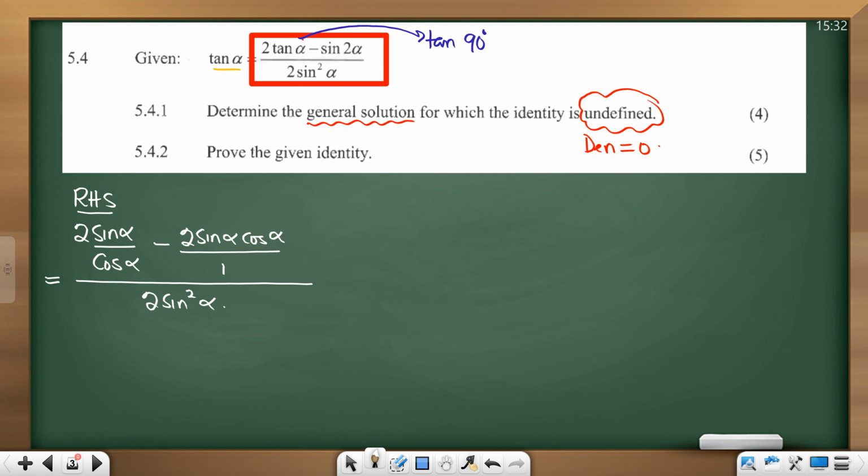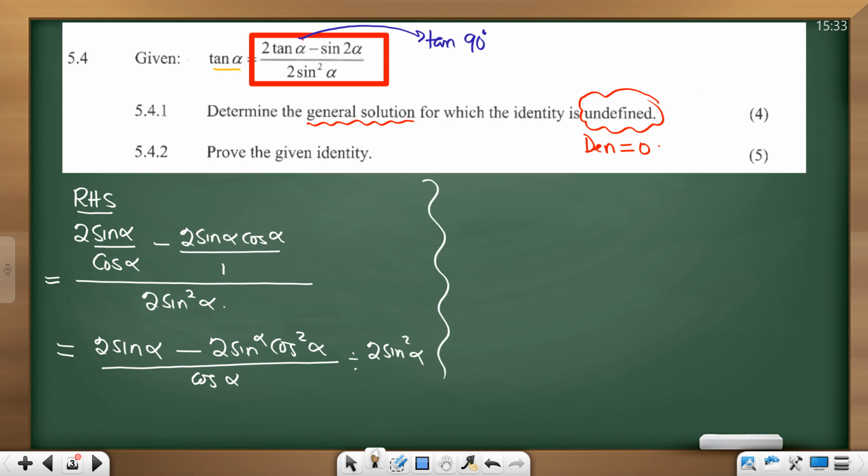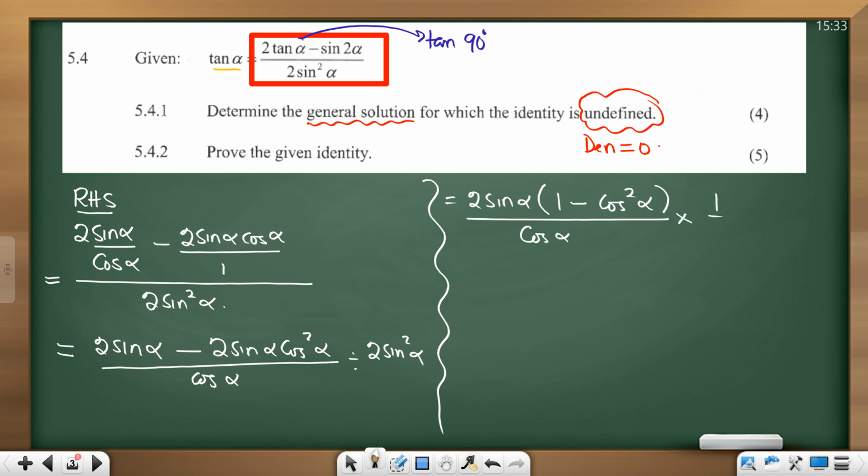Can we deal with the top? It's fractions, right? We know how to do the common denominator. 2 sine alpha minus, can we multiply across now again? What do you have? 2 sine alpha cos squared alpha over cos alpha, divided by 2 sine squared alpha. We would see where we're going. I see that 2 sine alpha is common, right? Can we factorize? Equals 2 sine alpha, 1 minus cos squared alpha over cos alpha, multiplied by 1 over 2 sine squared alpha.